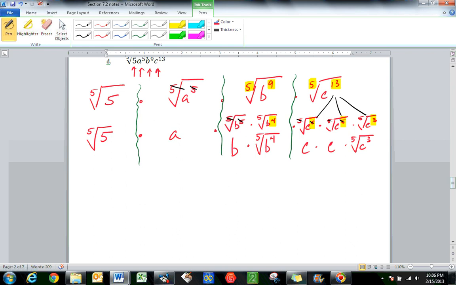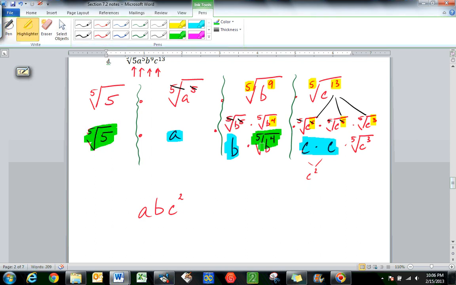So what we have to do here is find all of the parts that are no longer inside the radical. So I have an a, b, and 2 c's that are no longer inside the radical. So I have a times b times c squared. Then I also need to find all of the parts that are still underneath the radical, and combine those back together. And so I have the fifth root of 5, b to the fourth, and c to the third, and that should all fit underneath the radical.